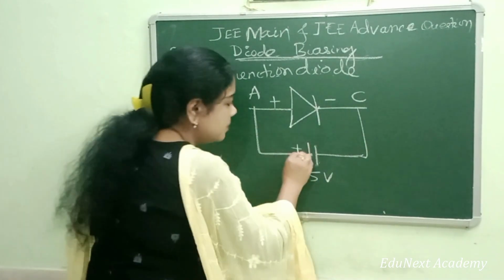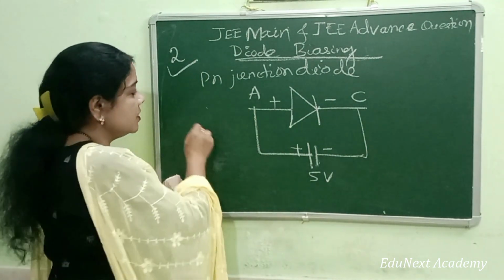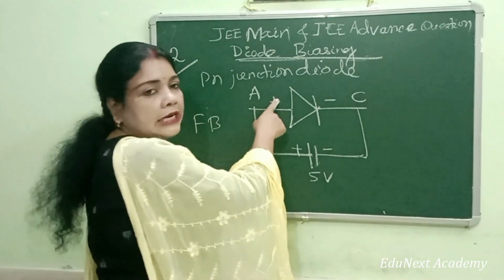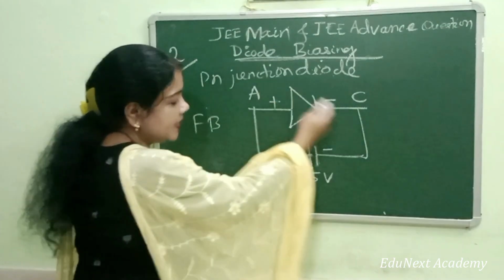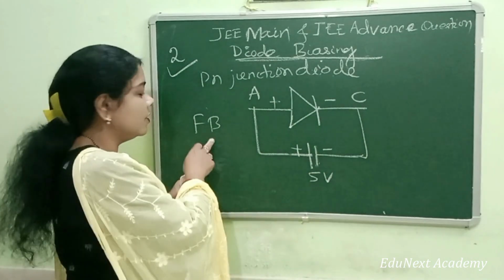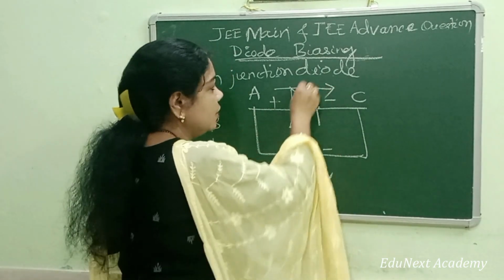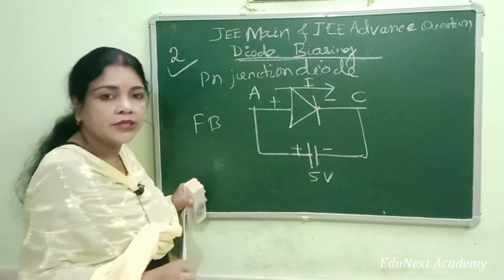So this is positive, this is negative. Such a connection comes under the forward biasing condition. That means the positive polarity of the diode is connected to the positive polarity of the battery. Such a connection is the forward biasing condition, and the current starts to flow from anode to cathode.